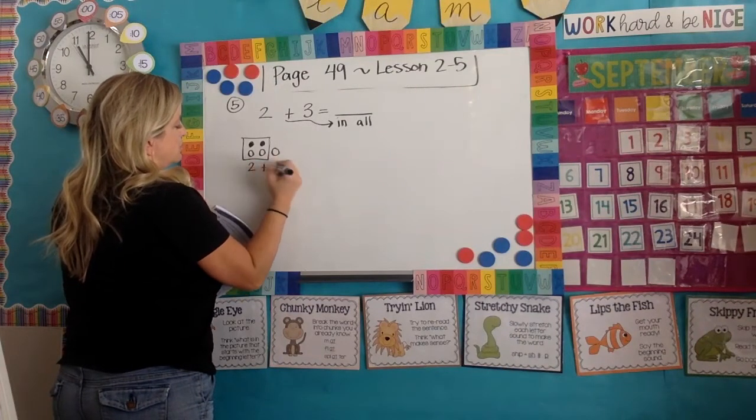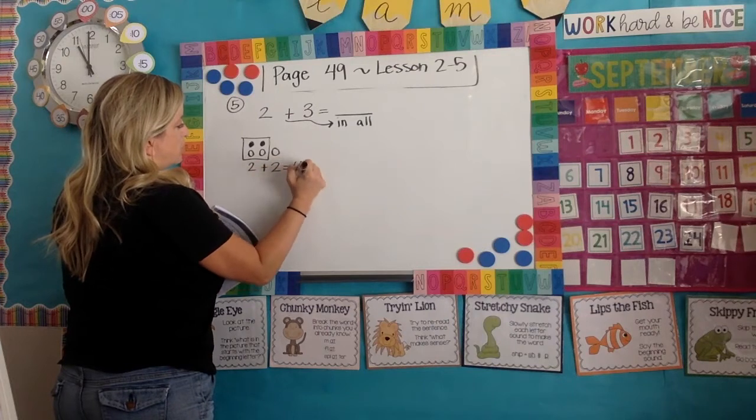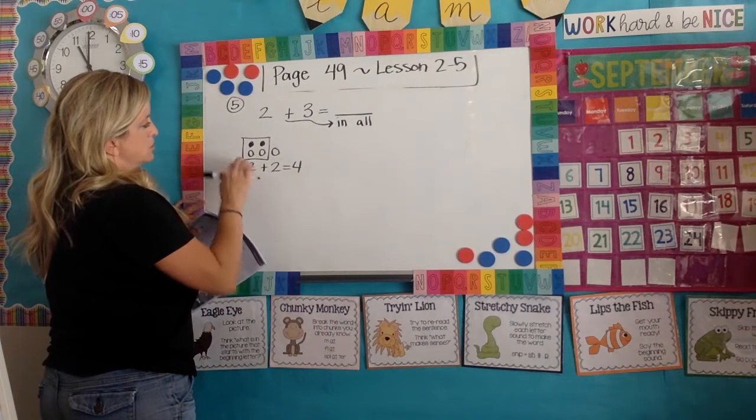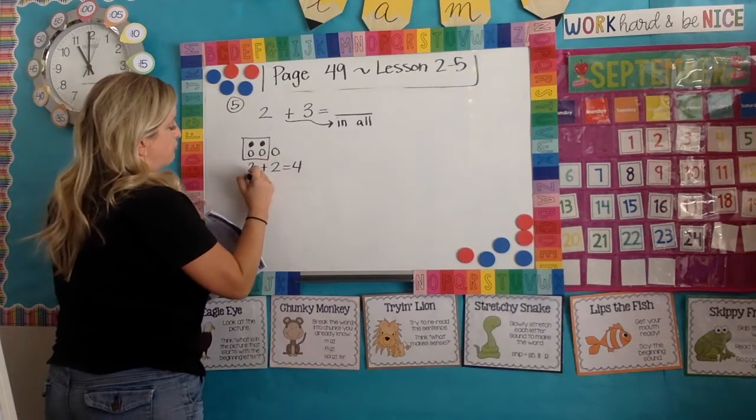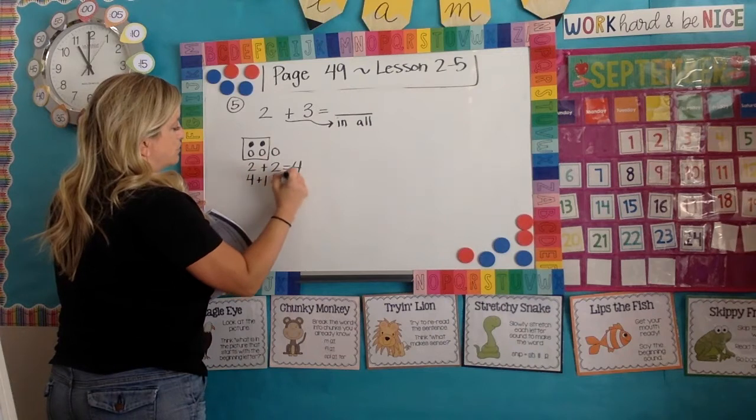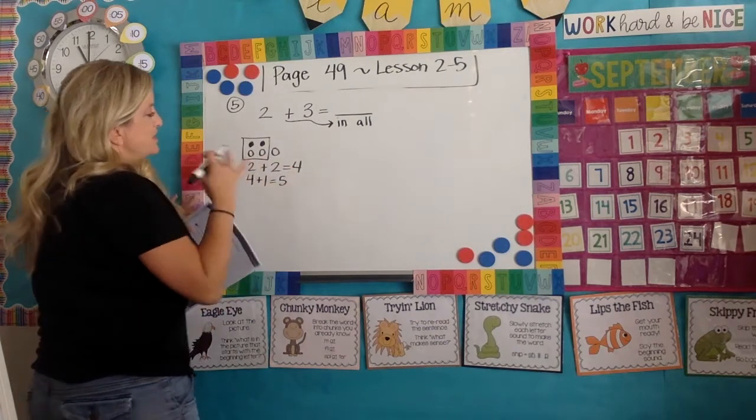2 plus 2 equals 4. That's what this box is. 2 plus 2 equals 4. And I have this plus 1. 4 plus 1 equals 5. That's doing the plus 1.